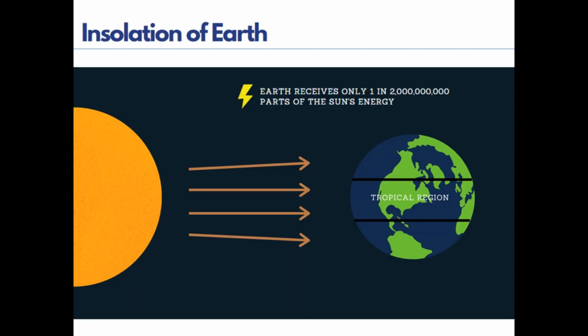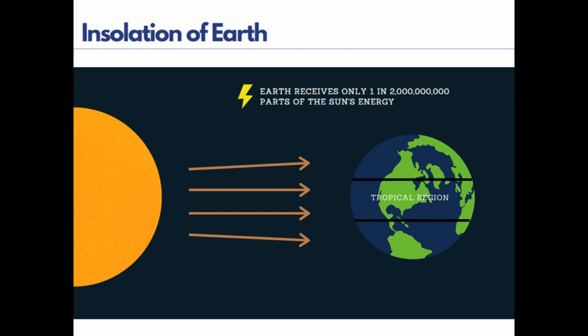A very important factor that influences the distribution of temperature is insolation. Insolation is nothing but the incoming solar radiation from the sun. Earth's tropical region receives the maximum insolation and it gradually decreases towards the poles. We know the sun is very vigorous and hot, but Earth receives only a part of the sun's energy, as it is far in distance and small in size when compared to the sun.